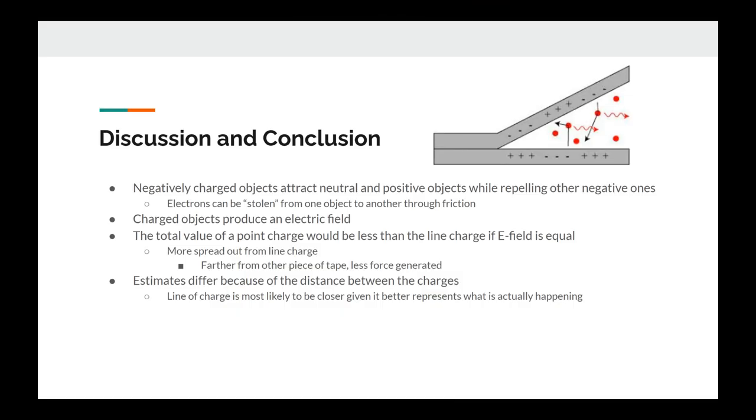Our estimates differ because of the distance between the charges. Because the charge is distributed along different points on the tape, these points have different distances between the two pieces of tape. The line of charge better represents what is actually happening, which is a bunch of different electrons throughout the entire uniform tape.